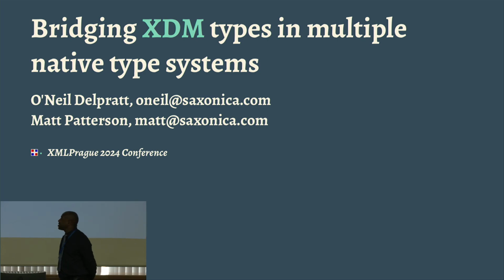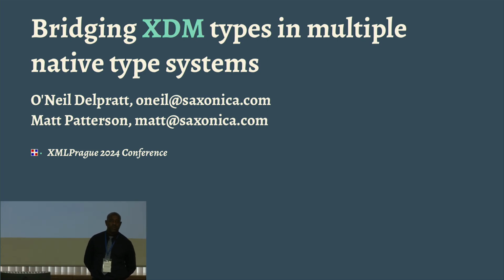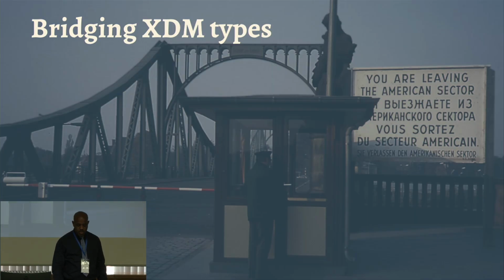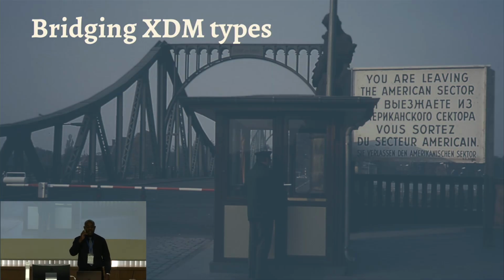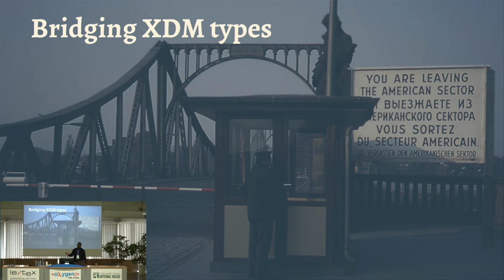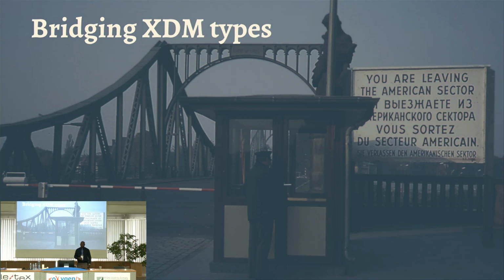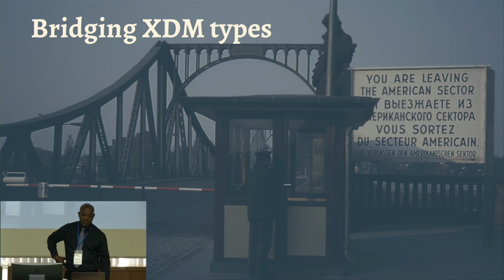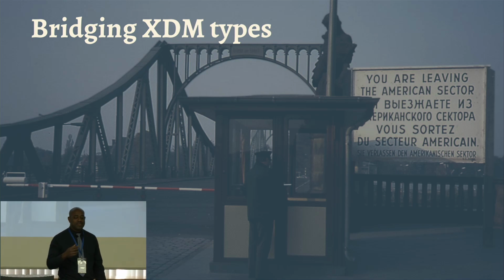For those who don't know who I am, I'm O'Neill Delpratt. I work for Saxonica. This paper I've co-authored with Matt Patterson. Dealing with XDM through an API rather than directly in XPath, XSLT, or XQuery means wrangling different type systems. You can think of it as writing a program in Haskell using only Java, as one example.